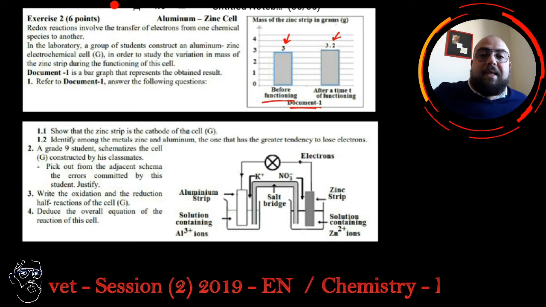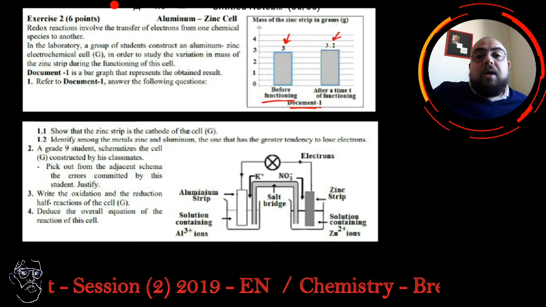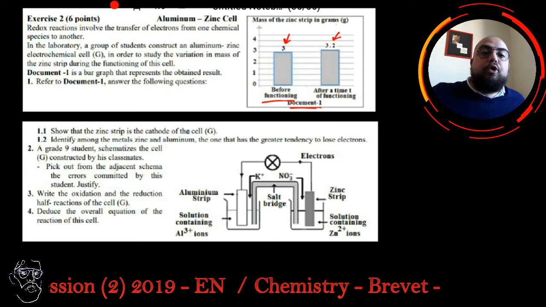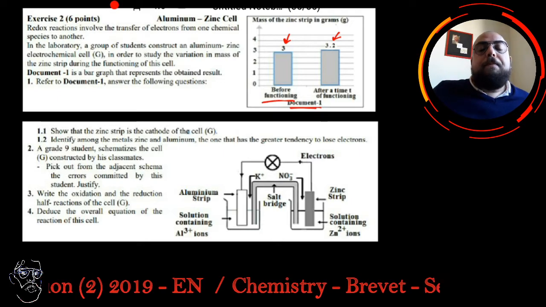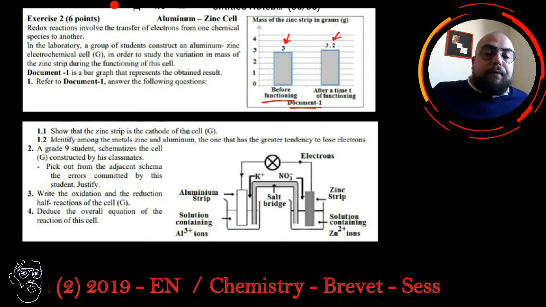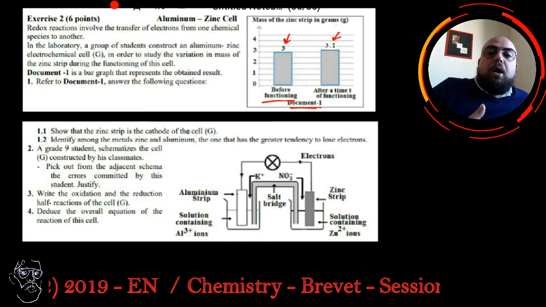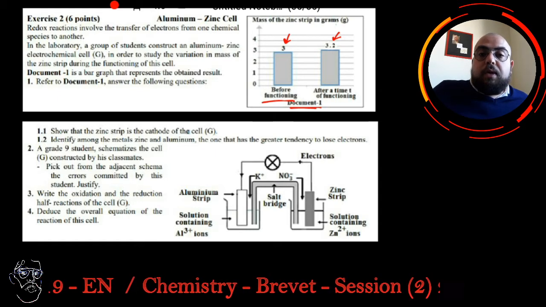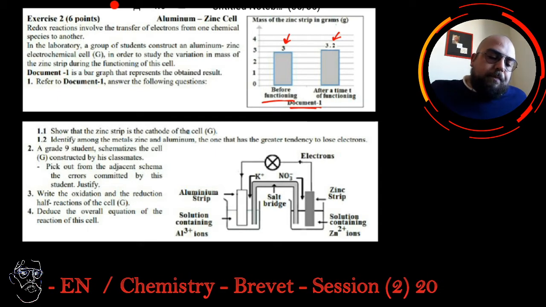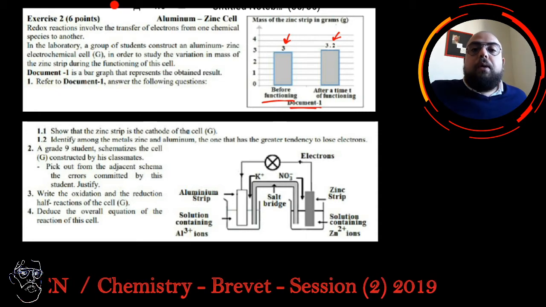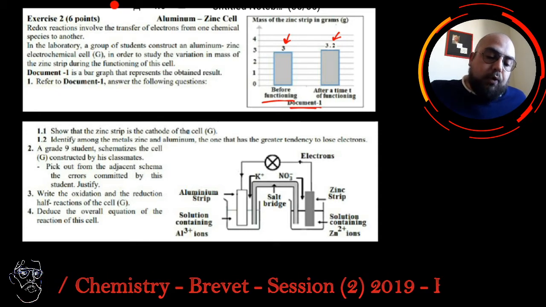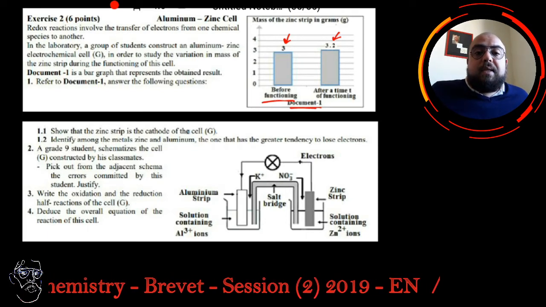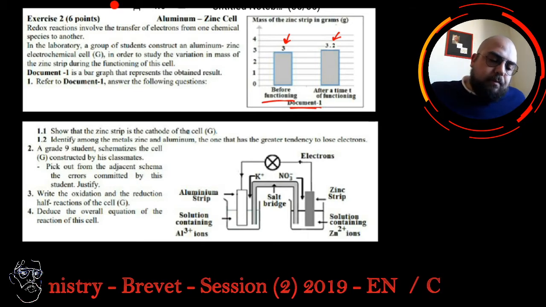Whenever the mass is increasing, it means that a reduction is going on. So we have zinc going through a reduction reaction. The zinc ions are transformed to solid zinc, and that's why the mass will increase. From 3 to 3.2 the mass is increasing. That's why this strip is the cathode, since it's going through a reduction.